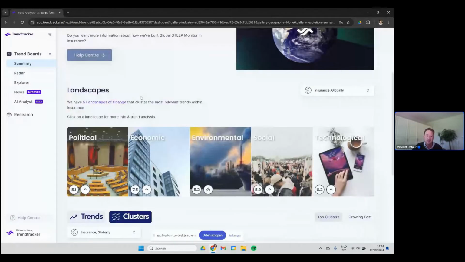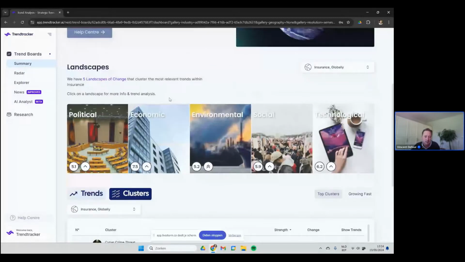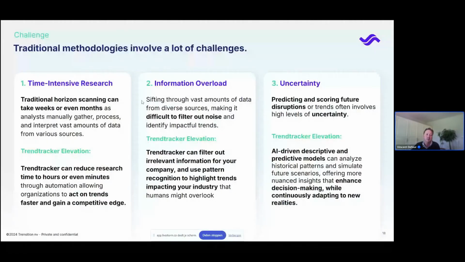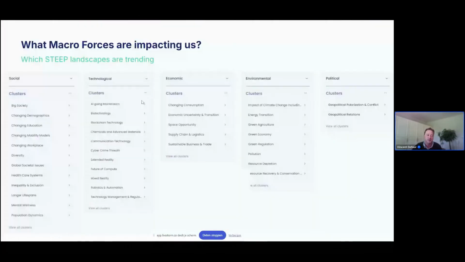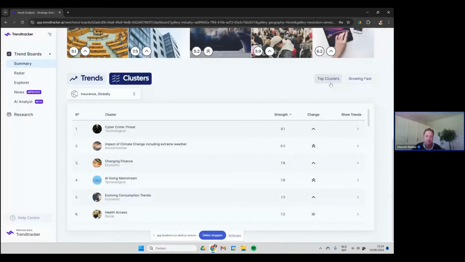So what typically happens at this horizon scan level is that you say, okay, I think I also have a slide on this here. What's in this board is actually the STEEP landscape. The STEEP landscape is made up out of all these macro forces that are predefined and we know have an impact on insurance. And then you can zoom in which of these macro forces are actually my top clusters, meaning which of these macro forces show the highest strength on insurance in this case, or how are they changing, 1, 2, or 3 arrows up or down.